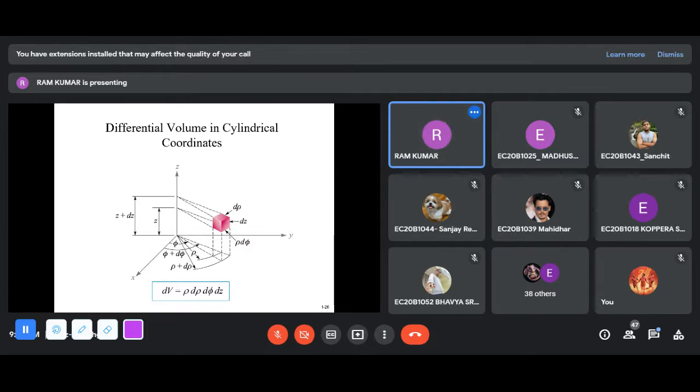Okay, now how do we solve to find a volume or to solve the field? We use the differential volume as rho d phi dz. How does it come? You just listen. This is actually d rho. Okay, this is dz. Okay, this is actually rho d phi.